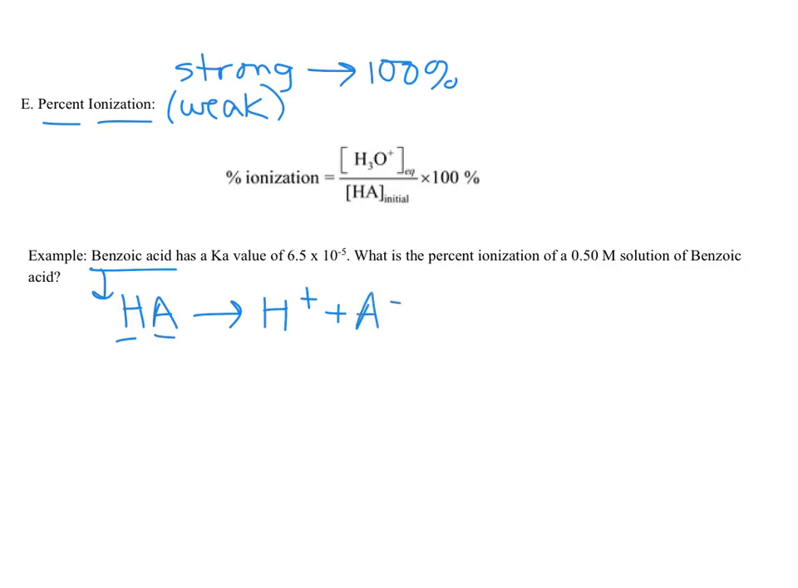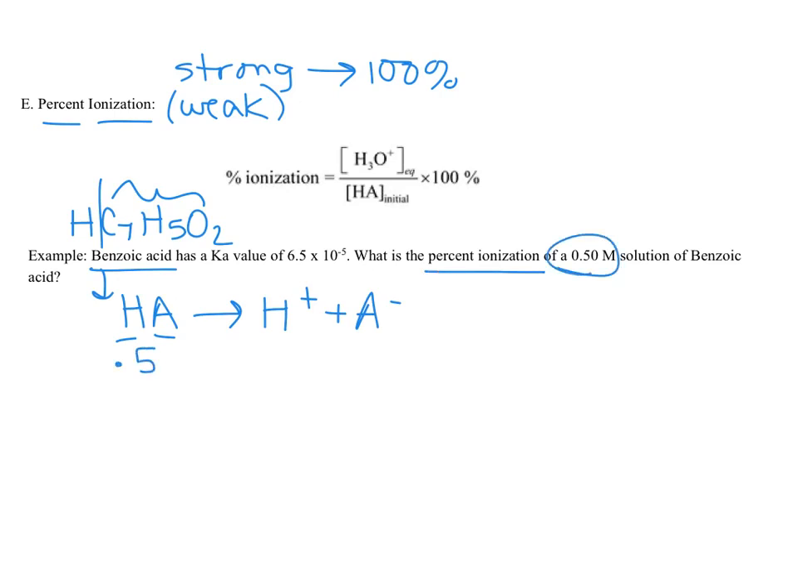because, let me show you, benzoic acid is actually HC7H5O2. So I have my hydrogen, and then this whole thing is my anion. So you can choose to write that all out if you want to. If you don't want to, you can kind of use your general formulas here for HA as my weak acid and A minus as my anion. We want to calculate the percent ionization for 0.5 molar.